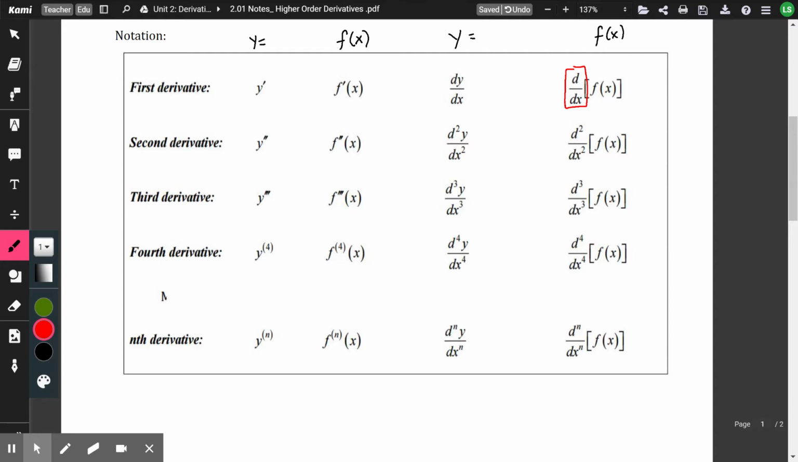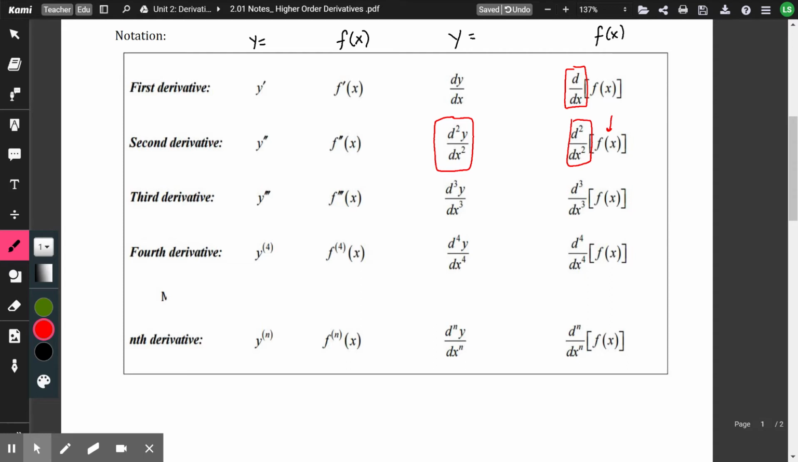For the second derivative, we use double primes for the first two columns. But if you're going to use that d over dx type of notation, we could have d squared y over dx squared, or d squared over dx squared followed by the original function. That would just indicate that we are taking a second derivative. We have to take two derivatives from the original function. The same thing happens with the cube for a third derivative.